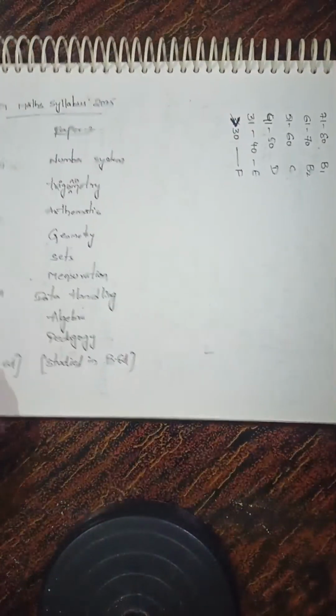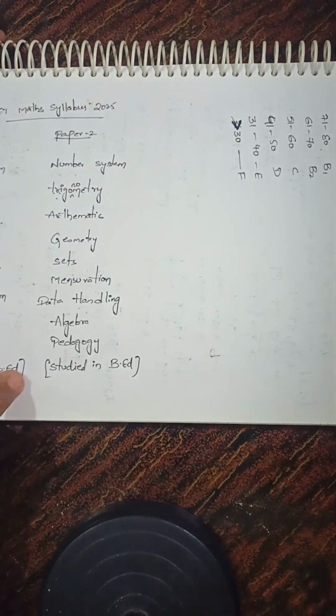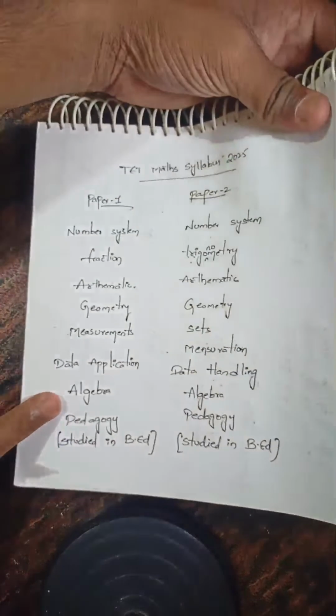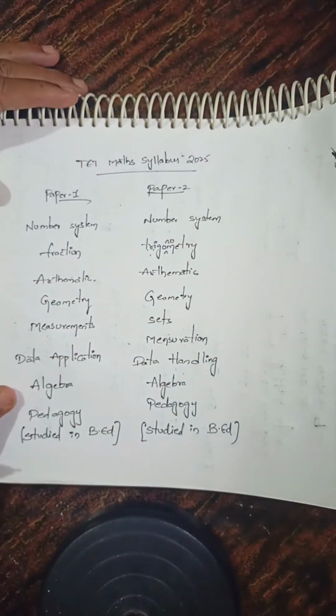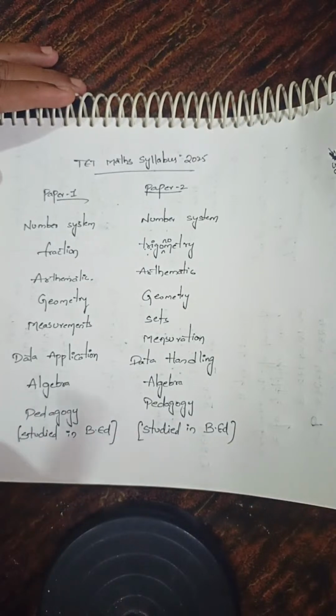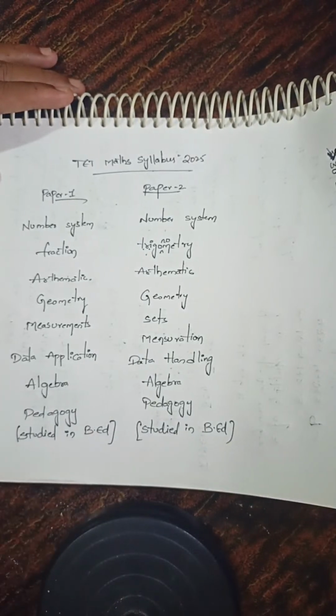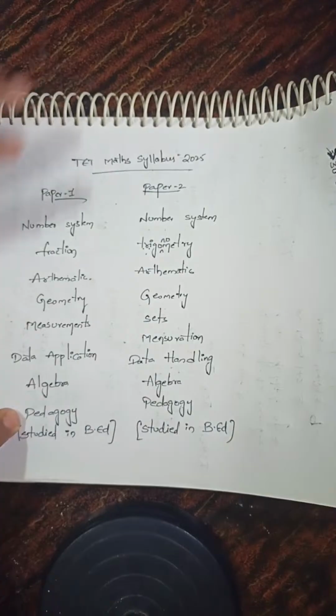Now get back to our classes. So these are the chapters which I have written. I think you can see only paper 2. So wait for a second. Yes, now you can see both the papers which I have written. TET math syllabus for 2025. You have to go through all of this. We have to go through the pedagogy also.